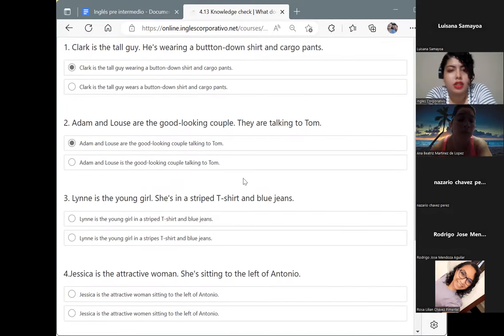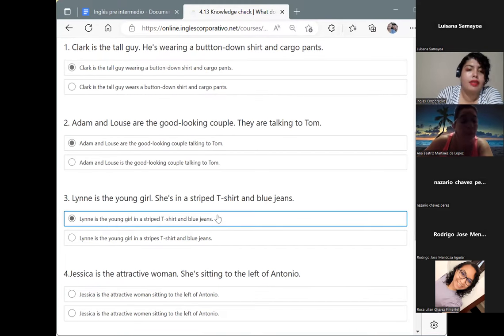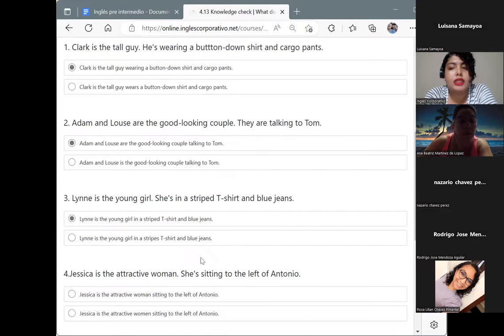Line is the young girl. She is in a striped t-shirt and blue jeans. Line is the young girl in a striped t-shirt and blue jeans. Number one, number two. Number one. Next one. Jessica is the attractive woman.